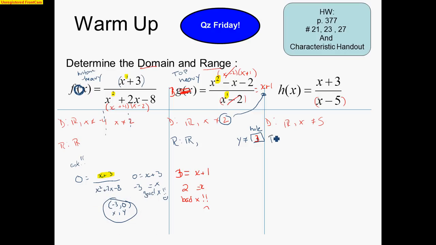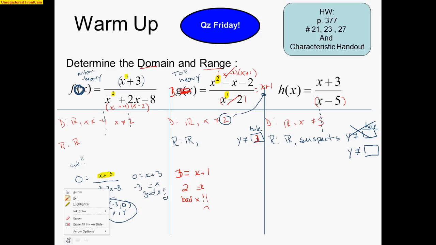So the range is all real numbers except for my suspects. The y coordinate of a hole, or the y value of the horizontal asymptote. So I look back to my domain, my bad x was 5, from the factor x minus 5, which did not cancel, which means 5 is a VA. So I don't have any more bad x's, so I don't have any holes, no suspects there.